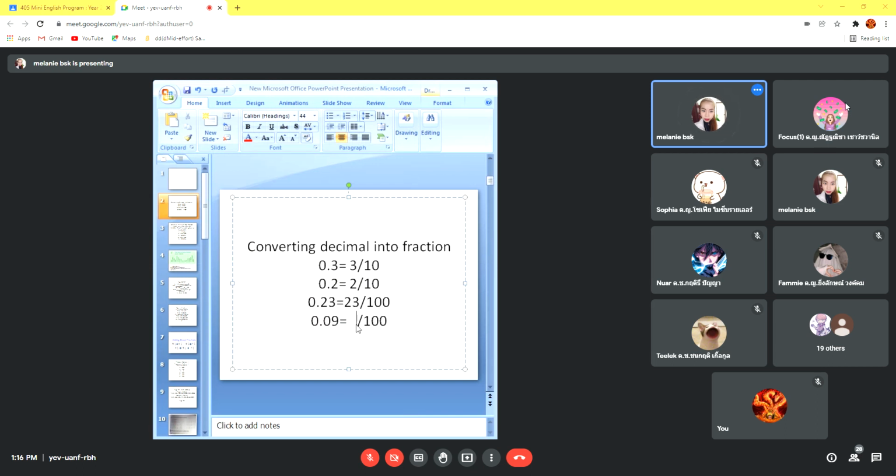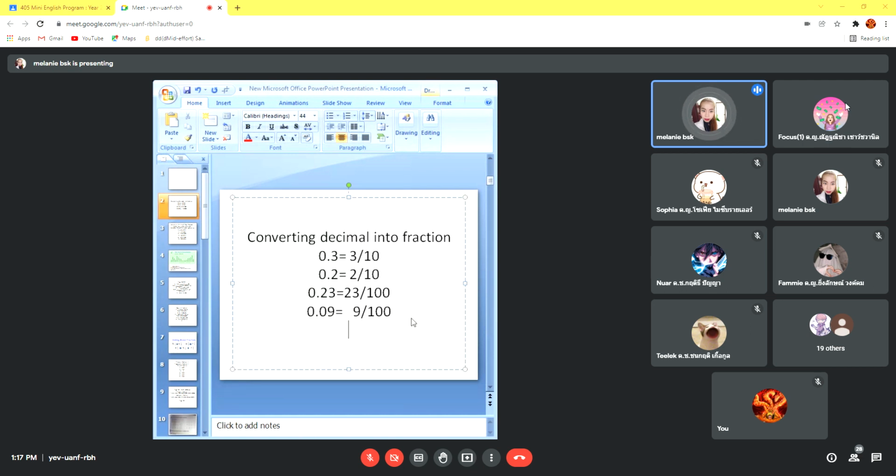Okay, so what would be your numerator, children? It says in there 0.09, so you're just going to write 9 in here. One more. I'm just going to write 0.1. 1 is in the tenths place. So your denominator should be 10. And what would be your numerator, children? 1. Okay.